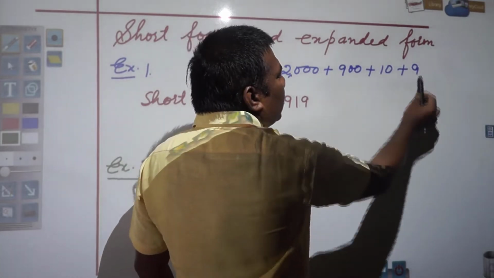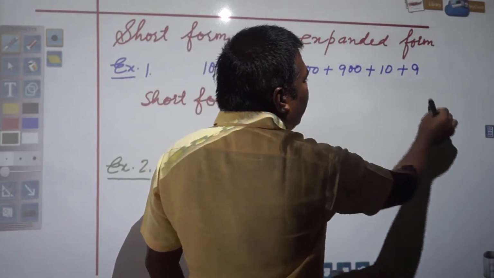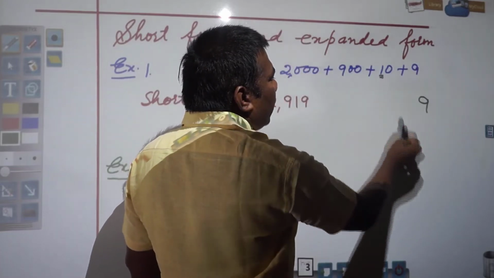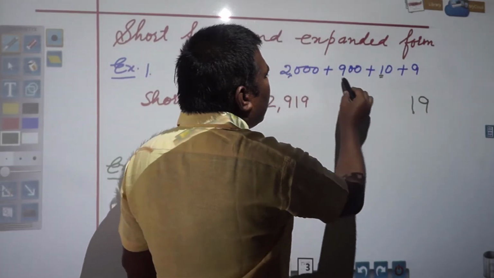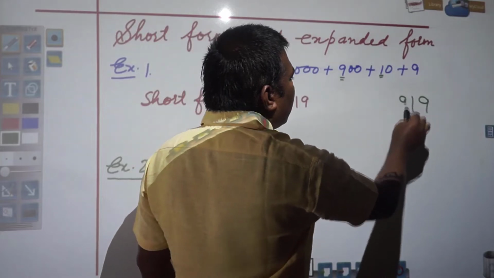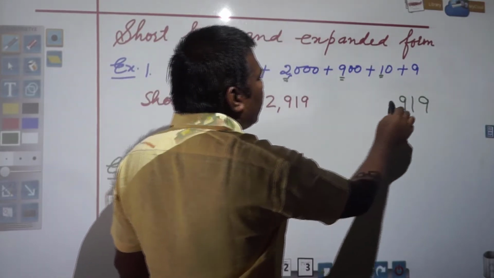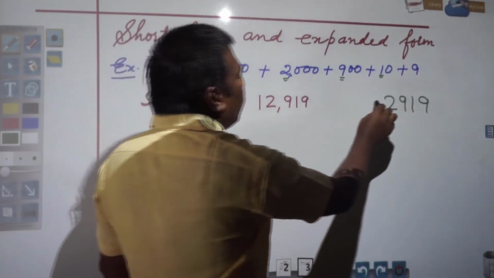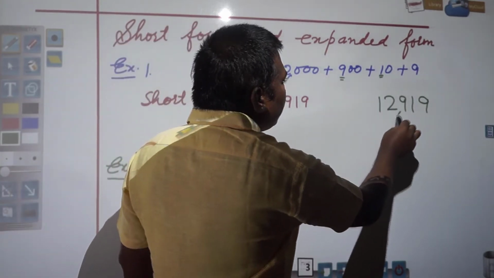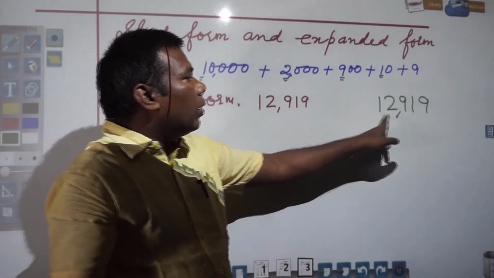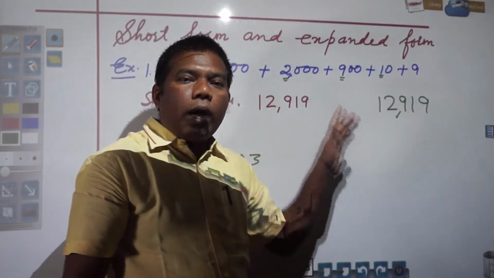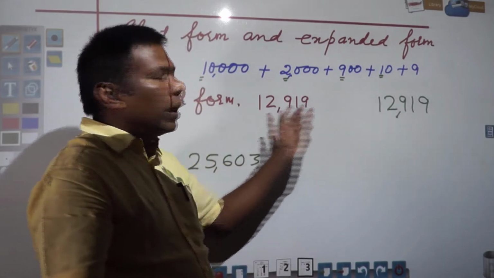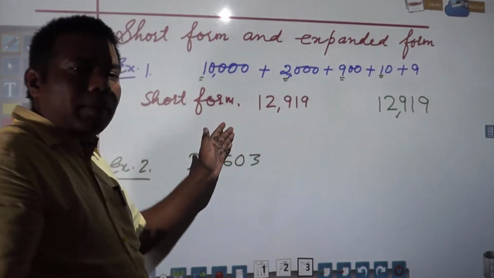You start with the ones digit. So in ones place you have 9. In tens place, what do you have? 1. In hundreds place, what do you have? 9. In thousand place, what do you have? 2. In 10,000 place, what do you have? 1. So by this way also you can write 12,919. So as you feel easy, as you feel convenient, you can write the numbers in short form.